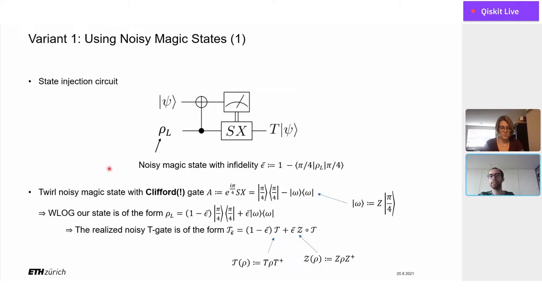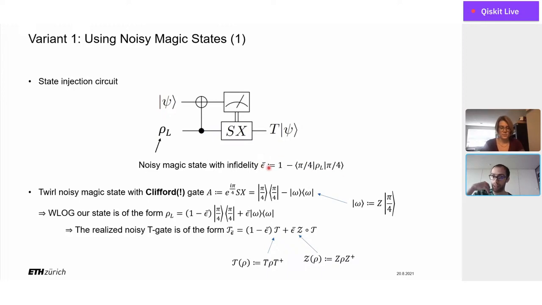So as I mentioned previously, I'm now going to show two separate variants of how this could potentially be realized on the hardware. And the first variant is basically going to use noisy magic states. So here I just drew again the same state injection circuit that I showed to you previously. And what we're going to do here, instead of using a perfect fault-tolerant magic state, we're instead going to plug in some noisy magic state, which has some infidelity, which I denote by epsilon bar here.